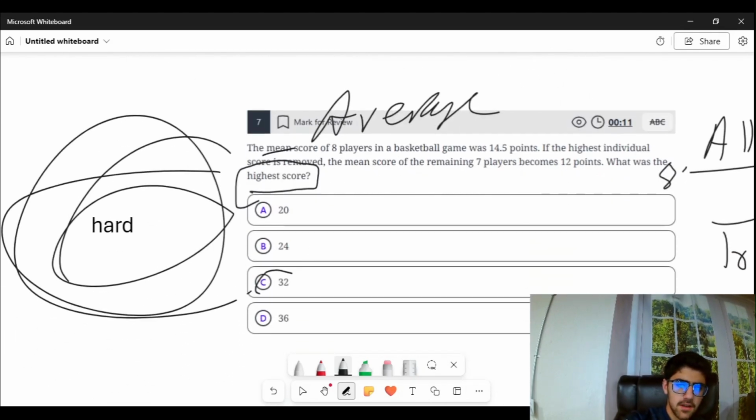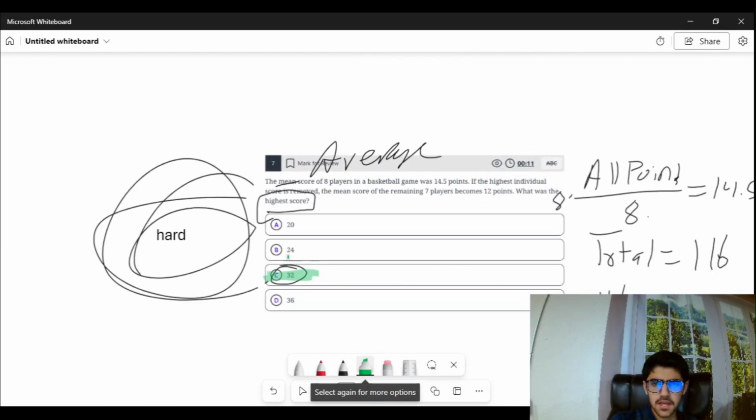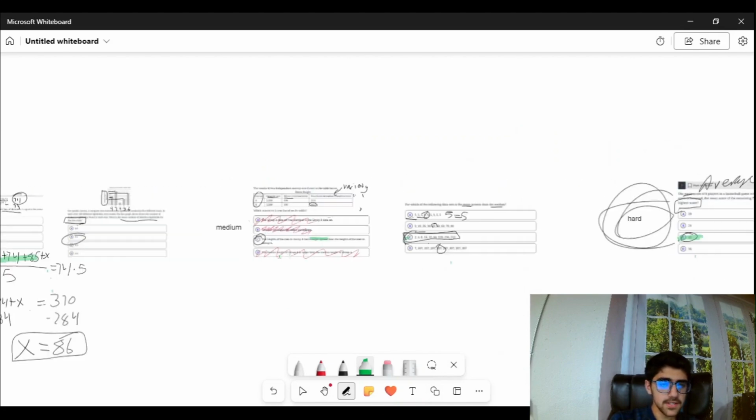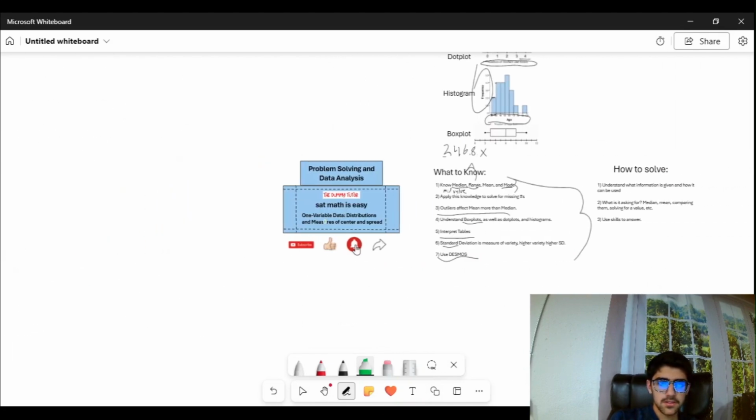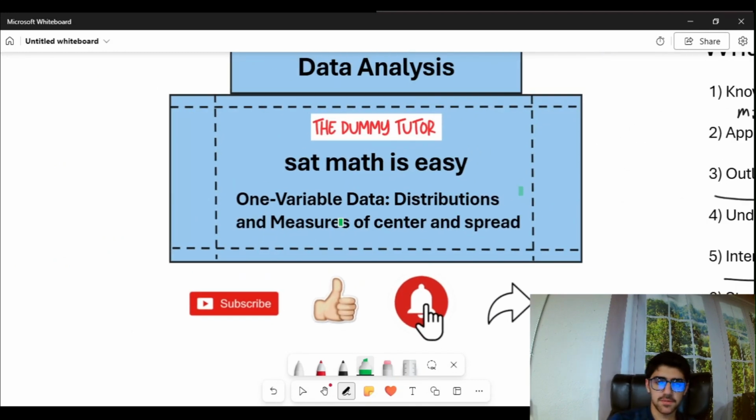I don't think there's another way to solve this. If you guys do know another way to solve it, please let me know in the comments. And that is it for that question, and that is it for the video. So that is it about one variable data distributions and measures of center and spread.